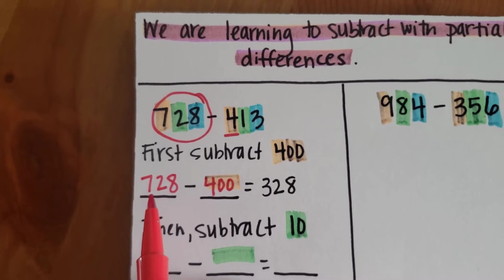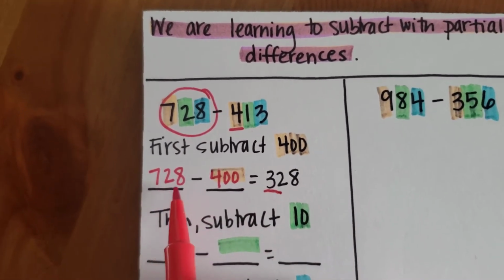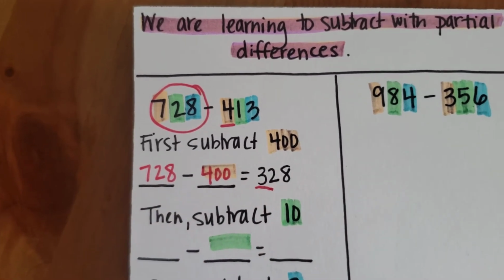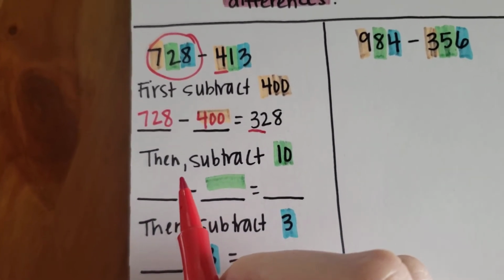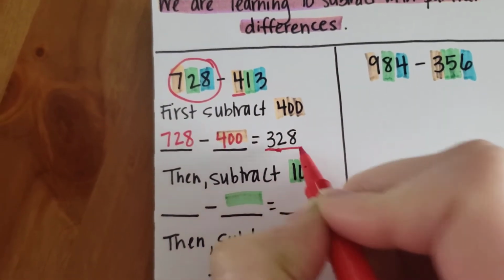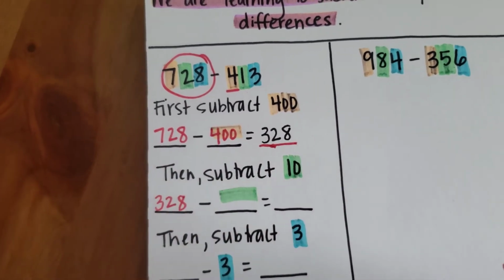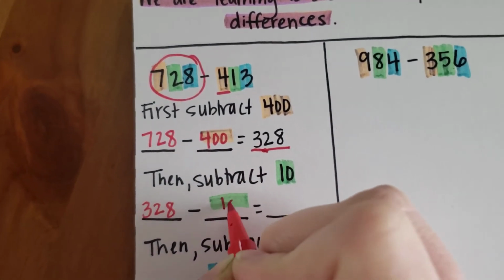All I'm doing is 7 minus 4, which is 3. And my 2 and my 8 stay the same. I didn't do anything with those. Okay. The next thing I'm going to do is subtract 10. So whatever number I ended with, I'm going to write that down here. So 328, and I'm going to subtract 10.